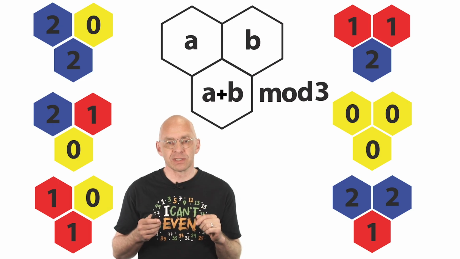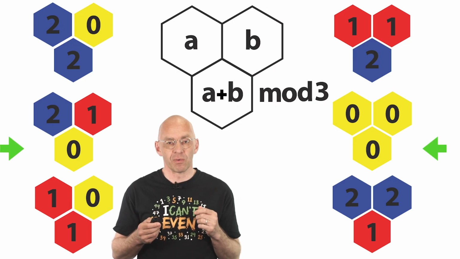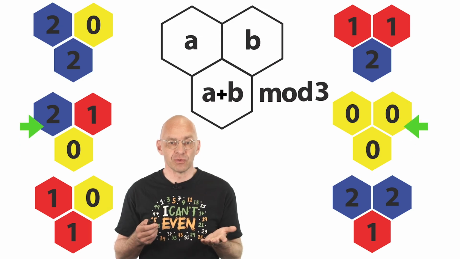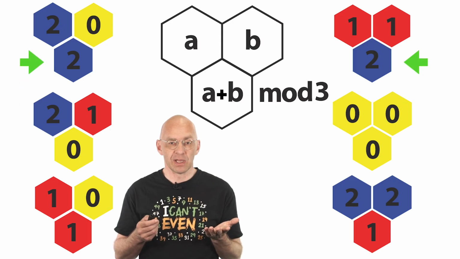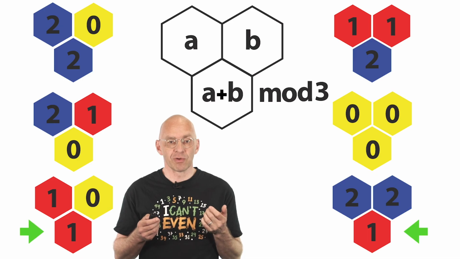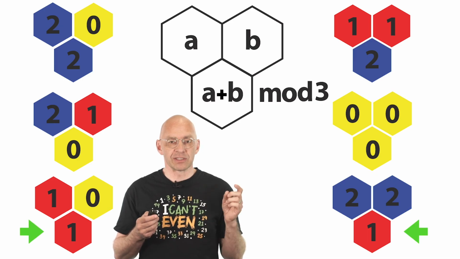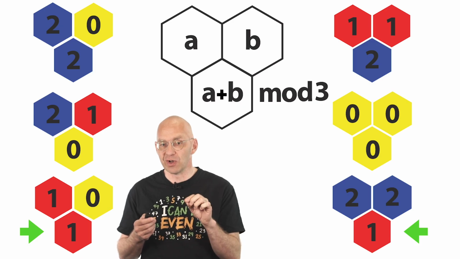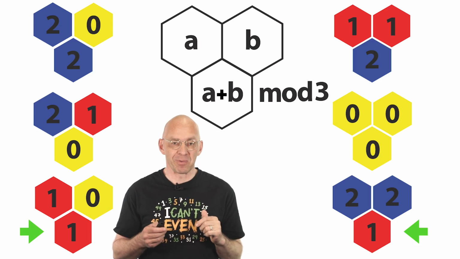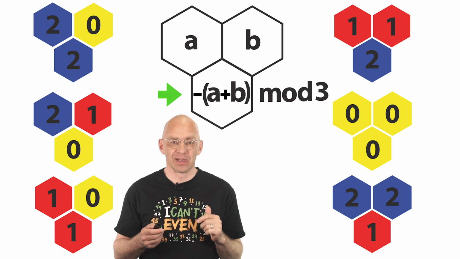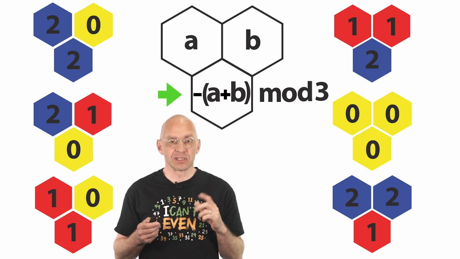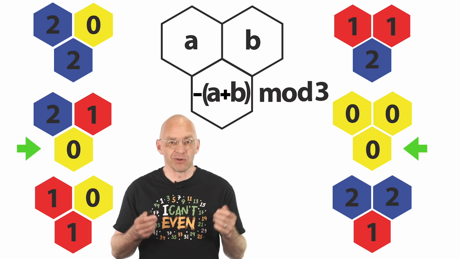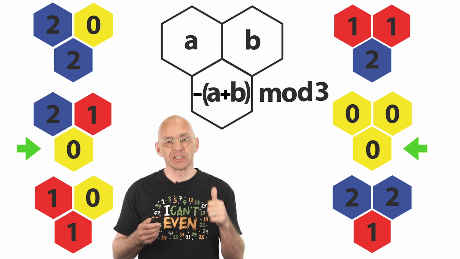Well, first notice that at least the middle rules always work. But to make things work completely, these 2's need to be replaced by 1's, and these 1's need to be replaced by 2's. And there's a really simple tweak to do that. Just go minus a plus b here. Let's check that this tweak really has the desired effect. Okay, minus 0, well, it's 0. Nothing changes here, which is great.